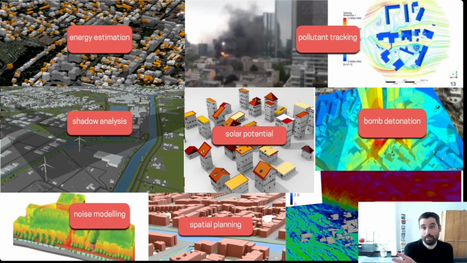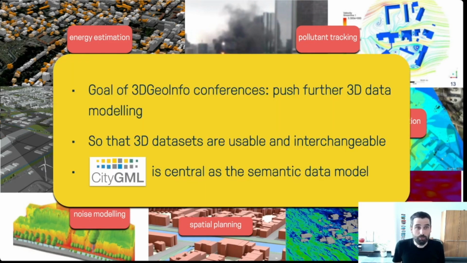This slide basically says that if we have access to semantic 3D city models, then we can do advanced spatial analysis and simulations. And the analysis and simulation that we can do wouldn't be possible if we didn't have semantic 3D city models, so if we only had 2D geoinformation, or purely geometrical geoinformation. This slide, I think, summarizes well the goal of the series of 3D geoinformation conferences. And that is to push further the 3D data modeling so that the data sets that we're producing are usable, can be exchanged and converted.